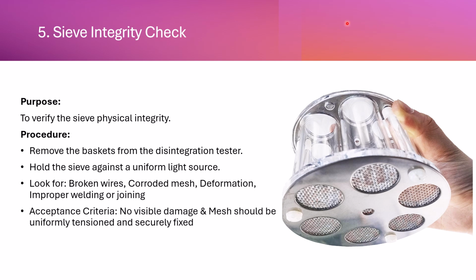So now next one is the acceptance criteria. There should not be any visible damage to the mesh, right? And the mesh must be uniform, tensed and securely fixed to prevent any alteration in flow dynamics during the testing. So we need to check this sieve for the integrity check, right?